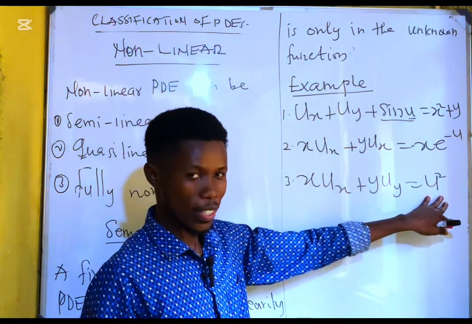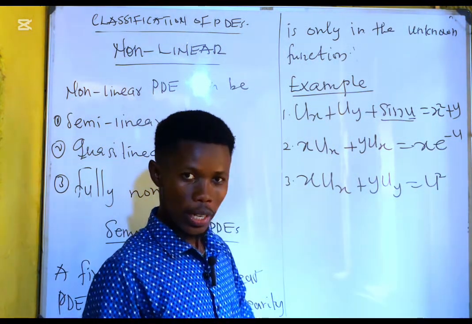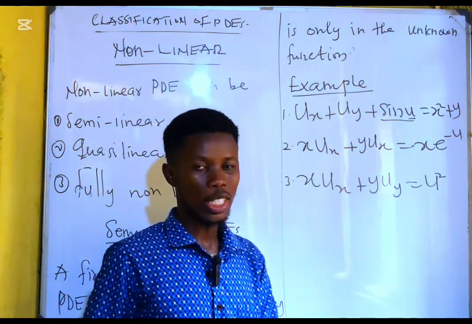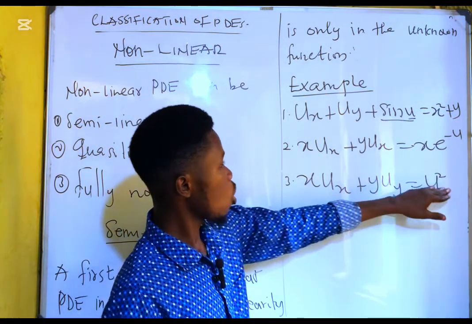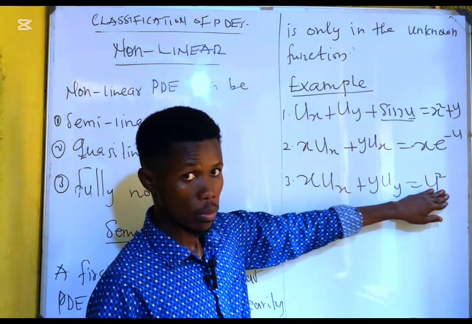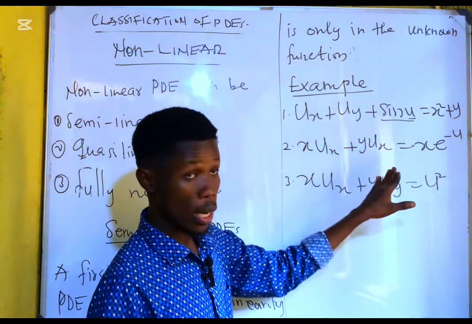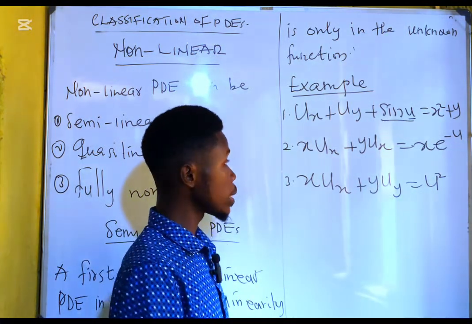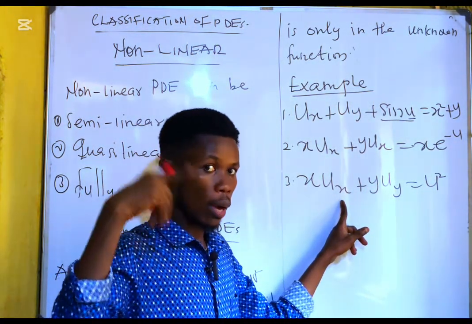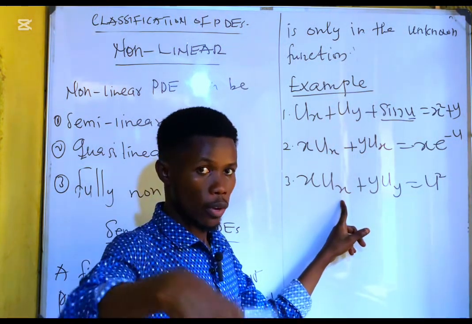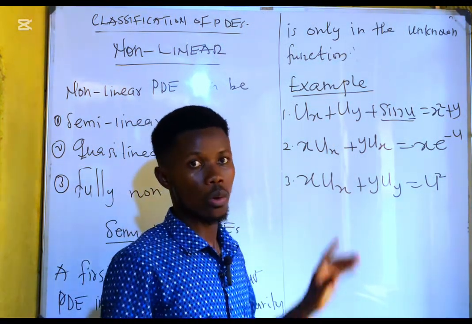This one is very tricky. The semi-linear is when the non-linearity occurs on the unknown function. In this case, the u here, the one without the derivative. But even if you are talking about the second order, then think about the first ones, the first order as your unknown function. That's what I want you to understand.